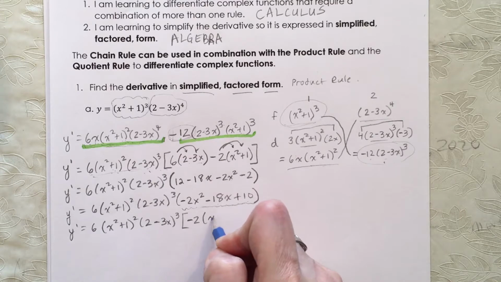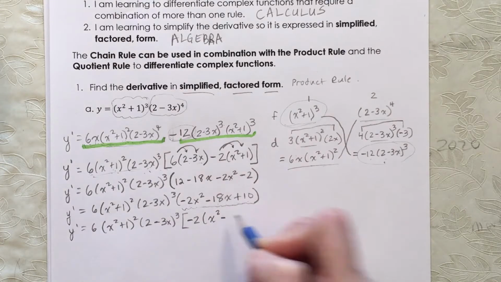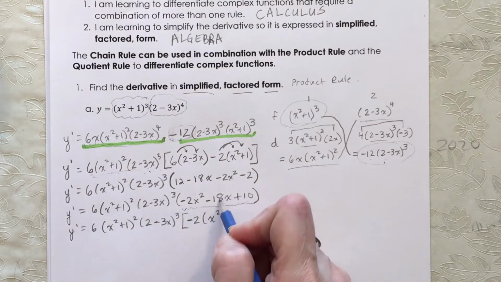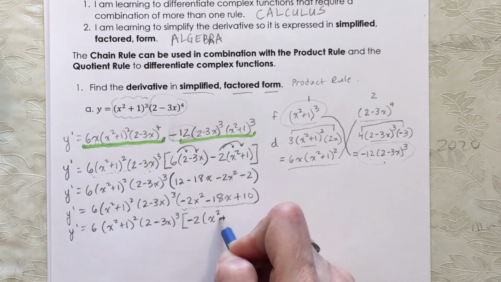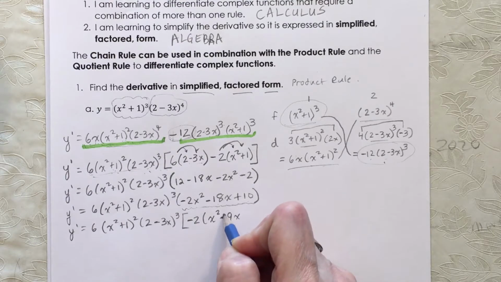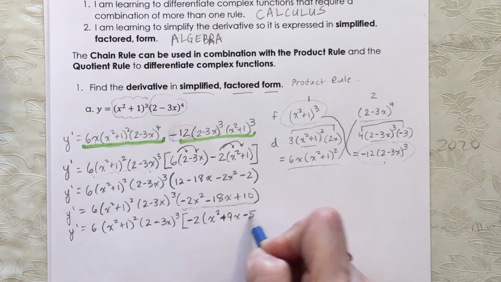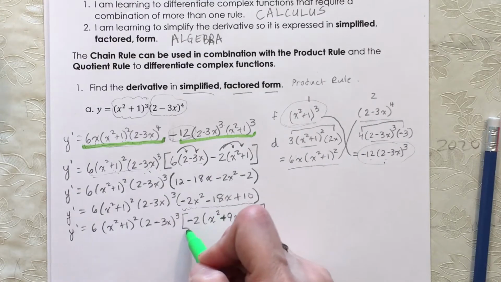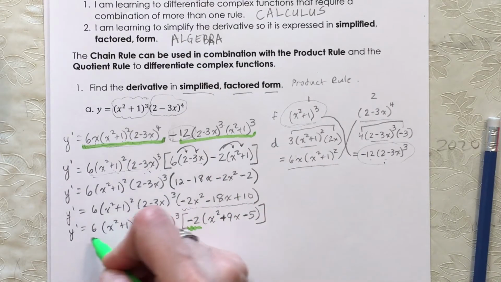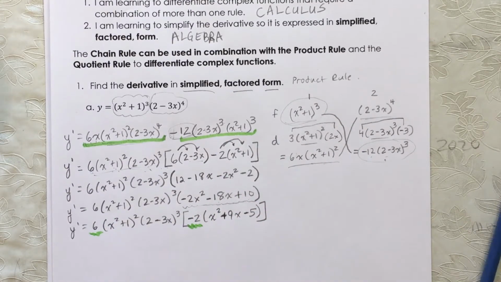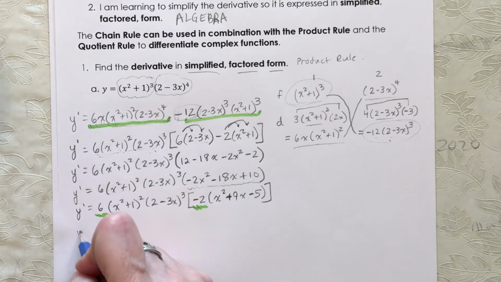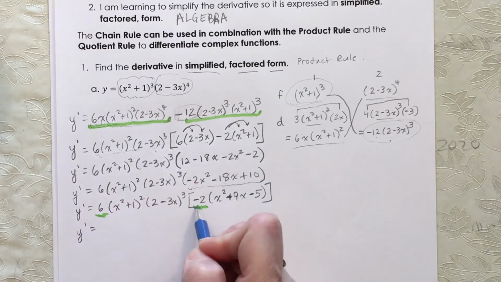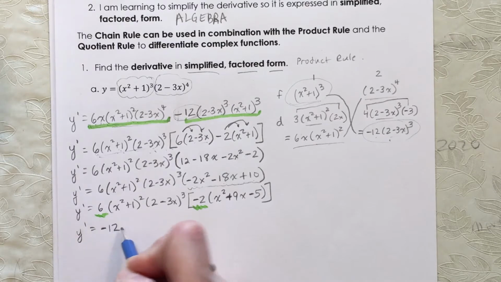And I'm going to get x squared minus, so negative 18 divided by negative 2 is positive, 9x, minus 5. And then this is a monomial and everything's multiplying, and this is a monomial, so they can be multiplied together and put at the very start. So 6 times negative 2 is negative 12.